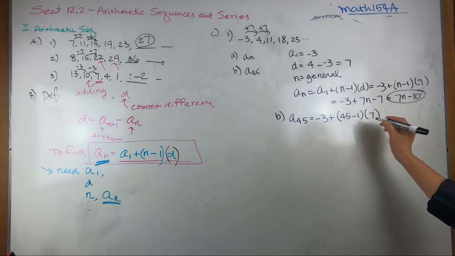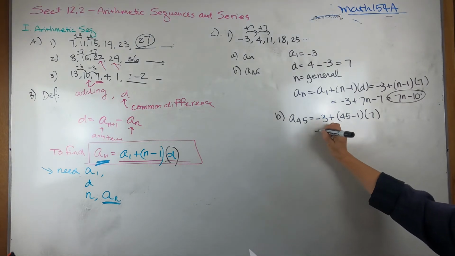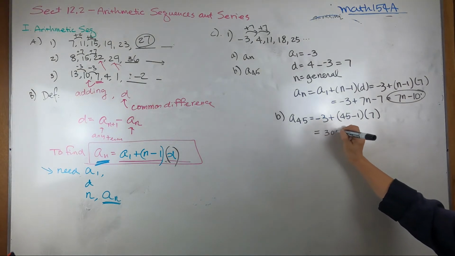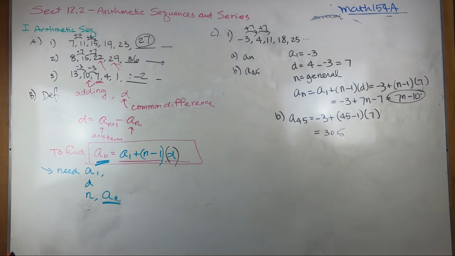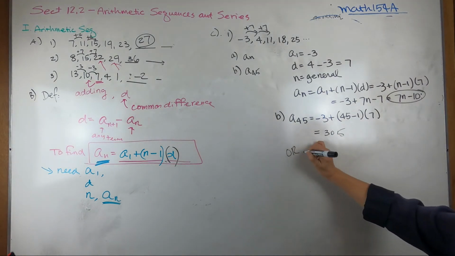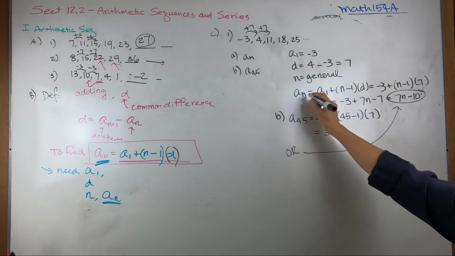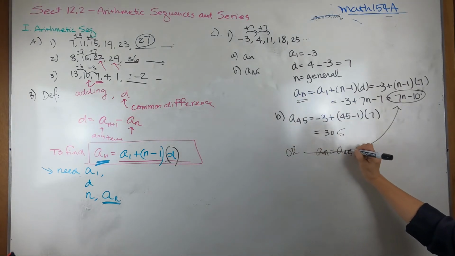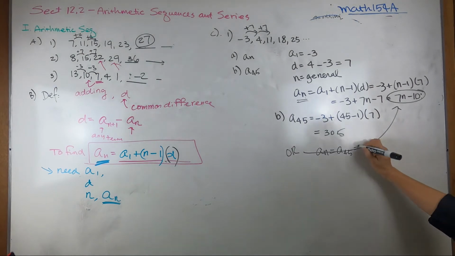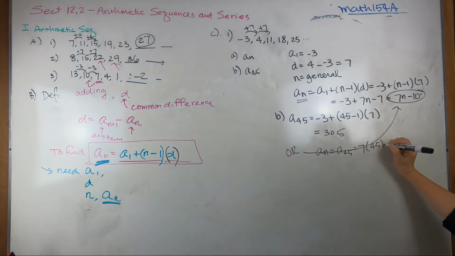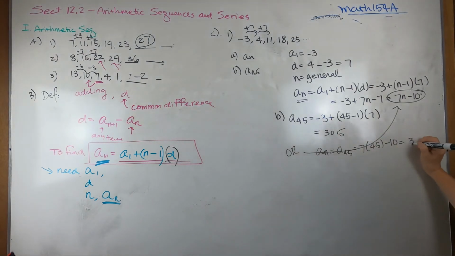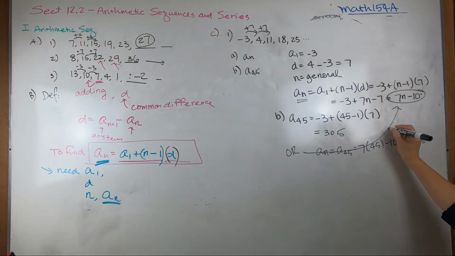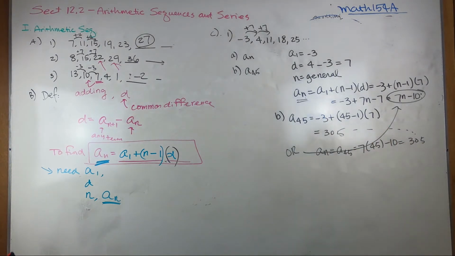All right, so then you plug in, you will get number is 305 this way. Or you can plug in the number here, right? AN say AN is A45, it's this one. So you do 7 times 45 minus 10. You actually get a 305. They are the same.